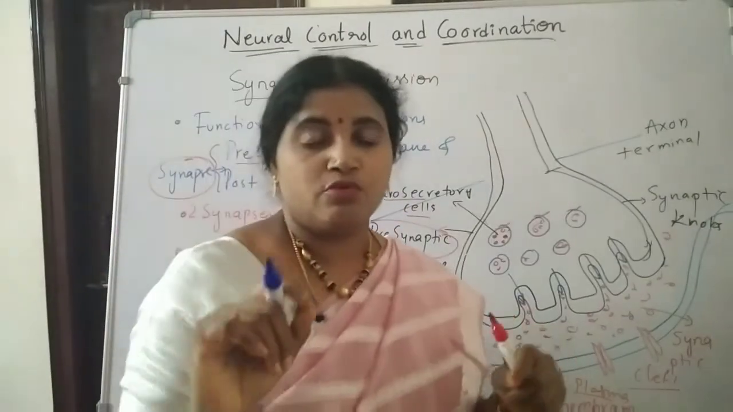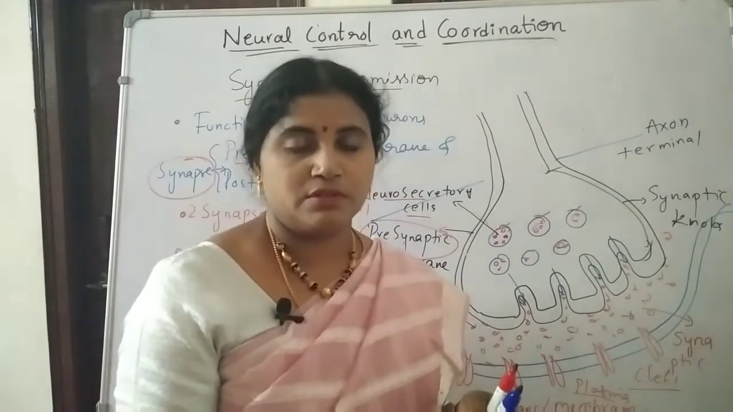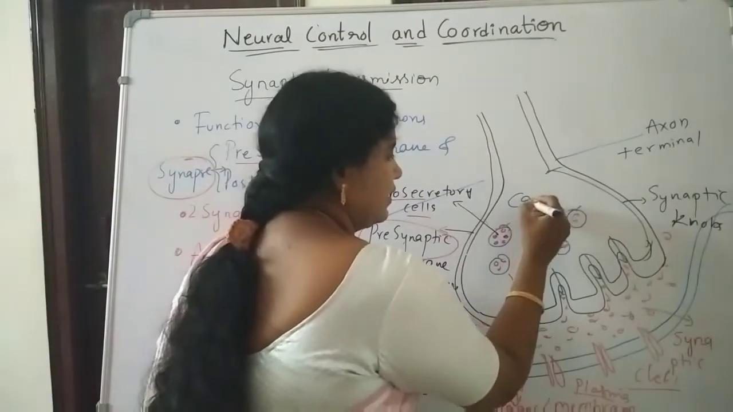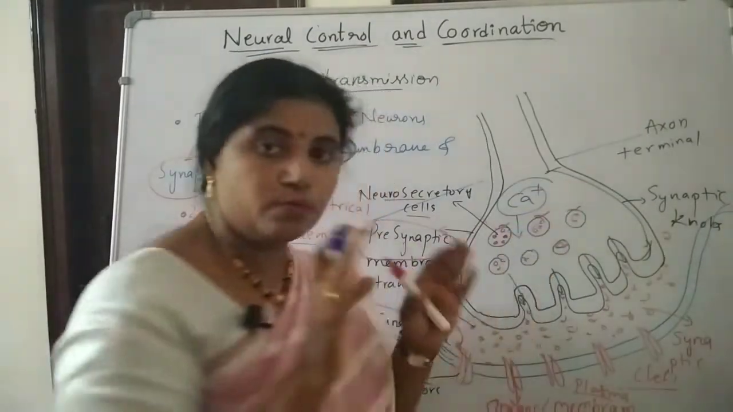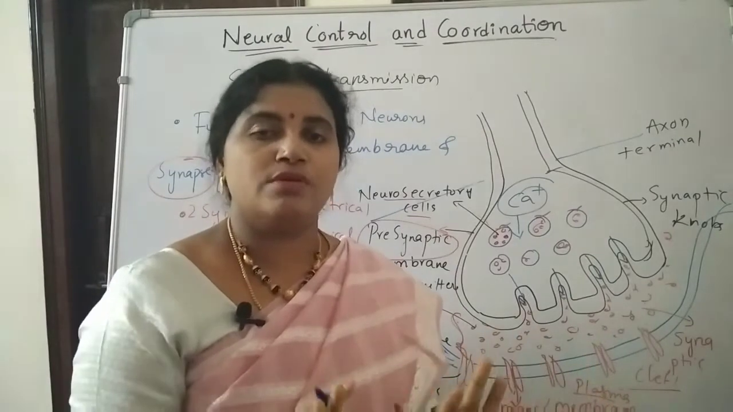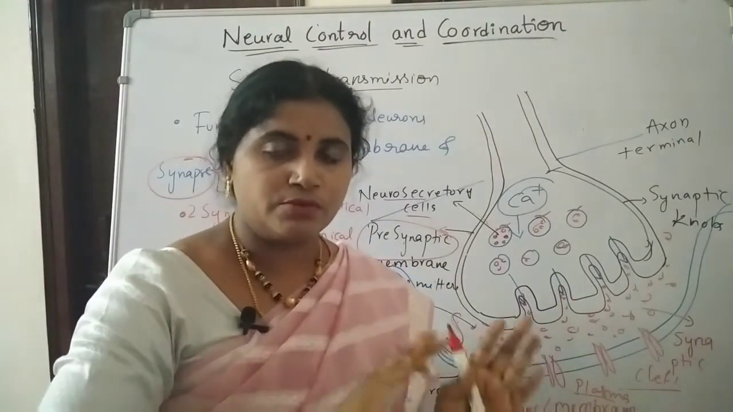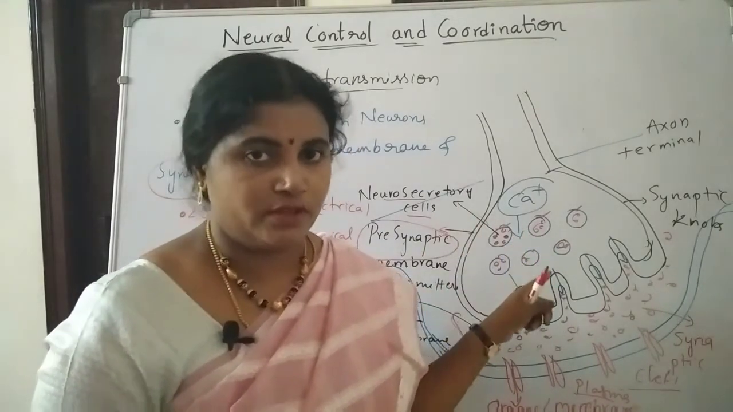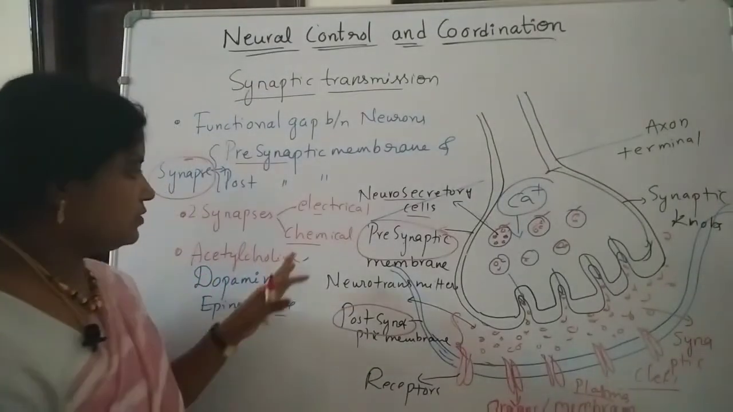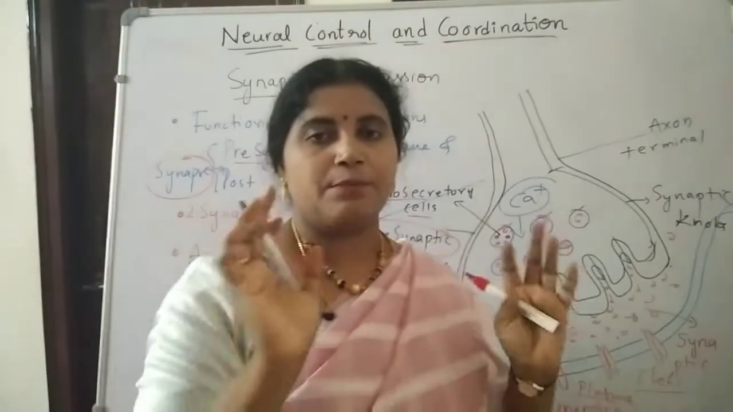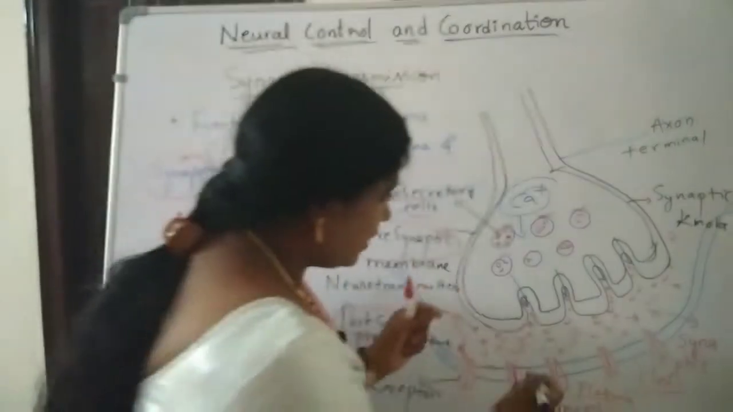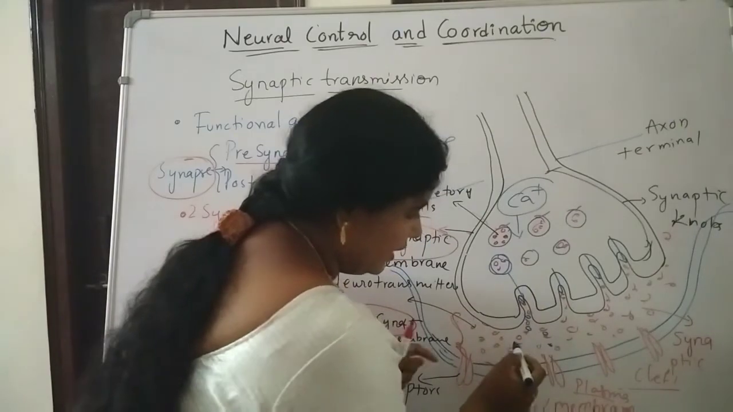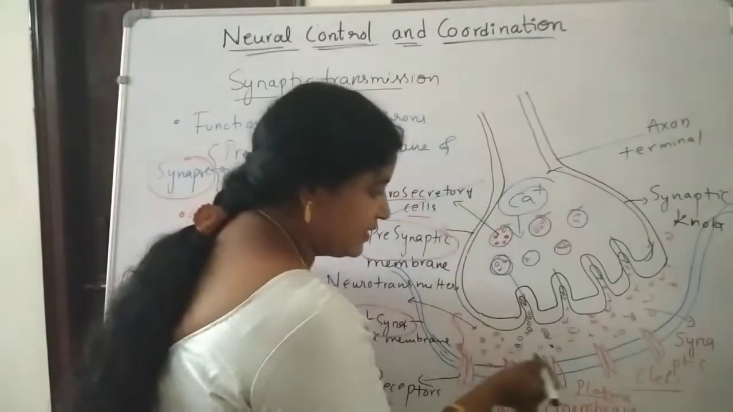Which ions are responsible to release these transmitters from the synaptic vesicles? Those are calcium ions. Okay, calcium ions are responsible to push the synaptic vesicles towards the membrane. Calcium pushes them up to the membrane and makes the transmitters get released. So calcium plays a very, very important role here. That type of synapse is known as a chemical synapse. After that, the synaptic vesicles release neurotransmitters into the synaptic cleft.